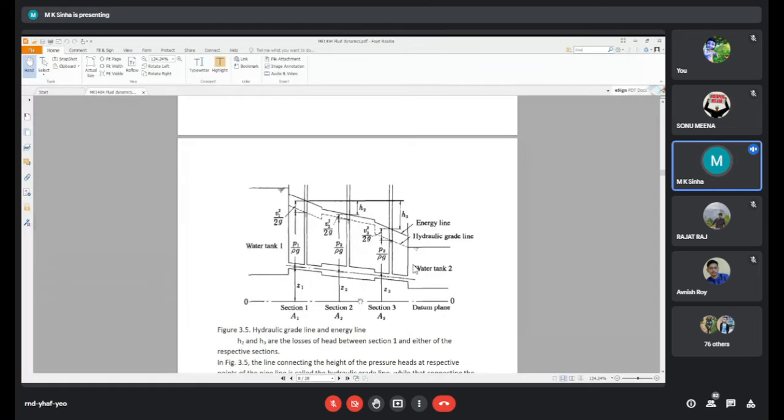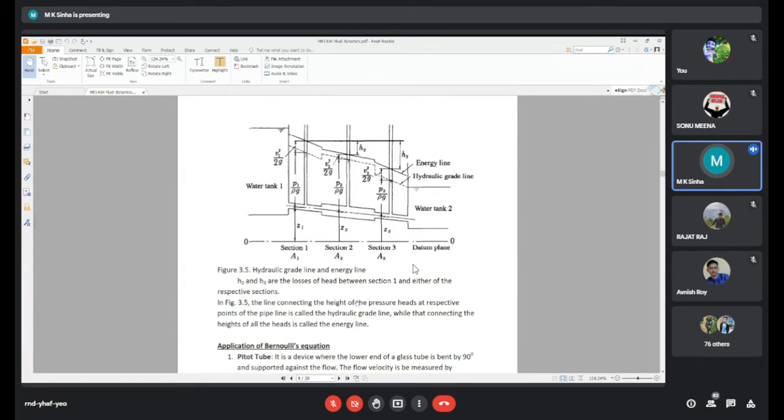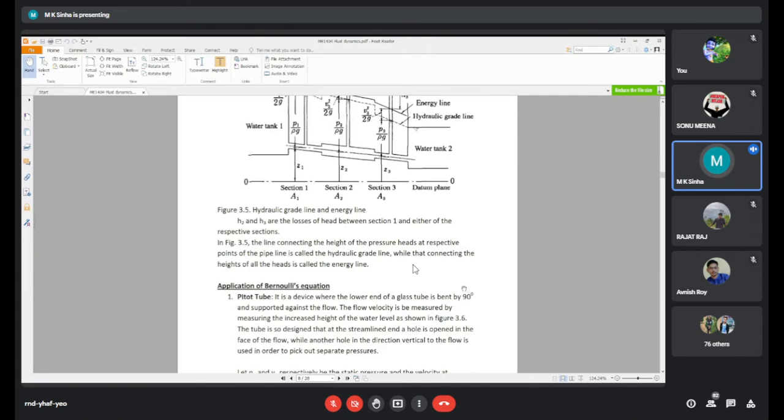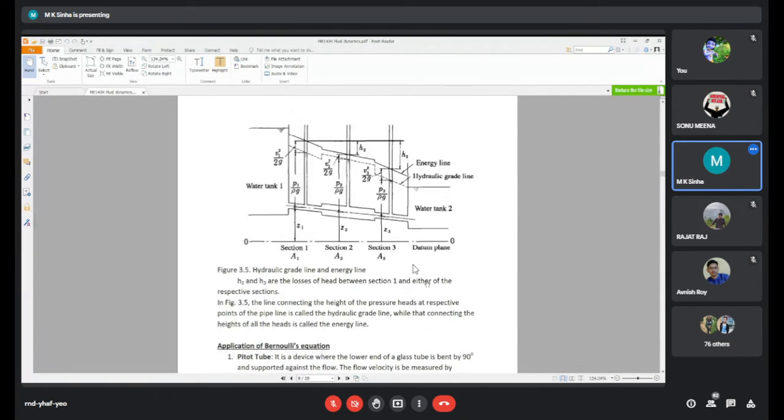So see, in the initial section, at the inlet of any channel or pipe, there is no loss at the start. After that there may be a chance of losses, head losses. So that's why this equation is written here.